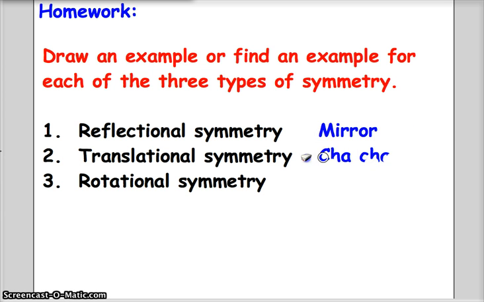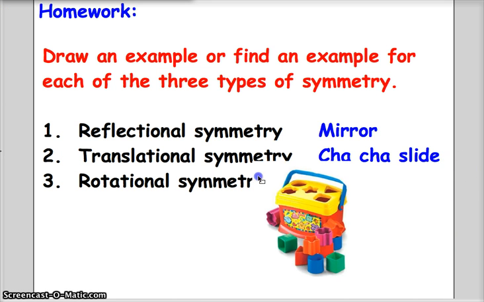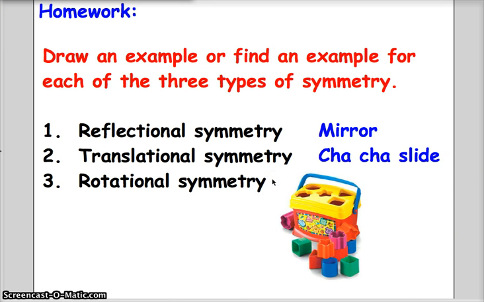Translational symmetry, think about the cha-cha slide. When you're dancing at the school dance to the cha-cha slide, it wants you to slide to the left, slide to the right. You didn't suddenly gain 300 pounds or lose a fingernail as you slide from one side to the other. Hopefully you didn't, at least. If you're dancing dangerously, you might lose a fingernail, but typically you're going to be the exact same person in the exact same form that you were when you slid from one side to the other, so you were symmetrical to yourself still.